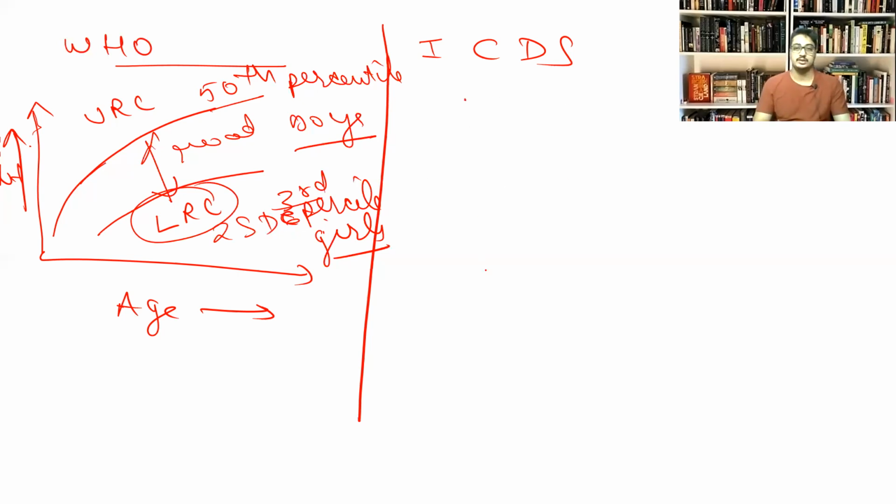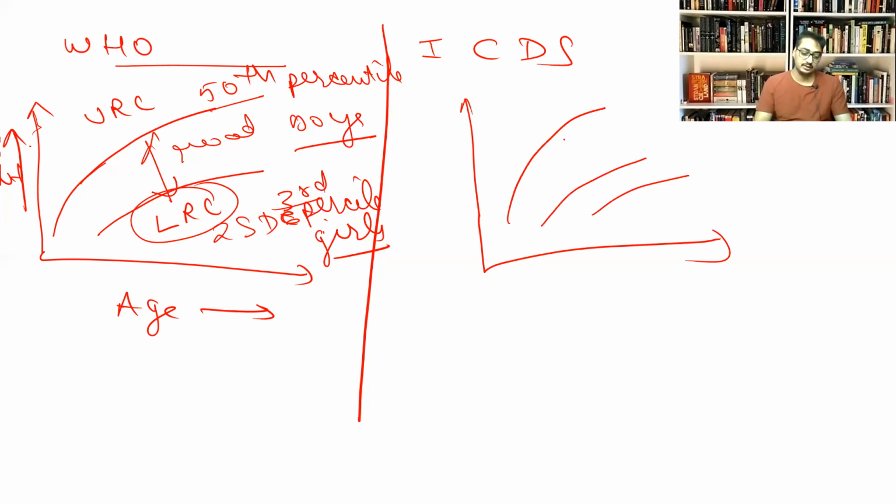ICDS also uses the same standards, but it has 3 curves. So first curve is the upper reference curve, then lower reference curve, and -3 standard deviation. This is -2 standard deviation. So because of 3 lines, we are able to quantify the malnutrition.